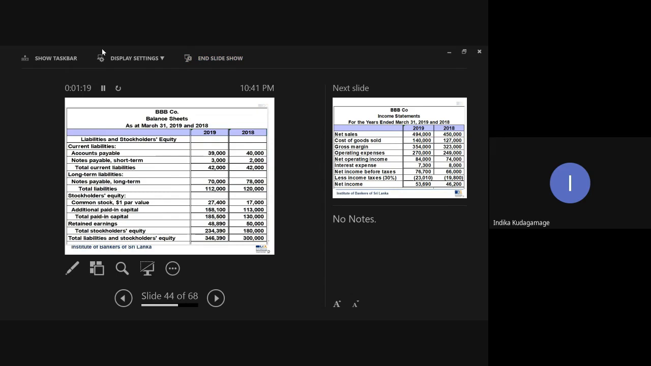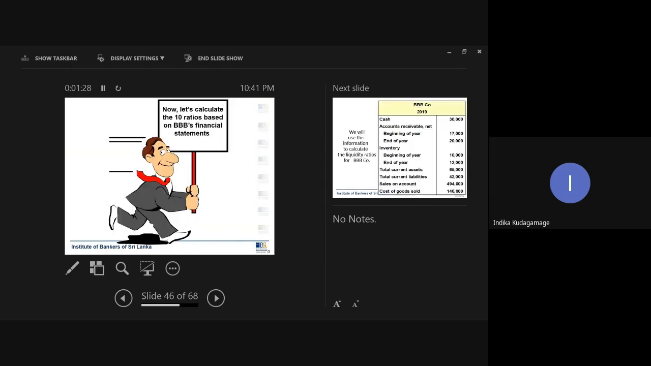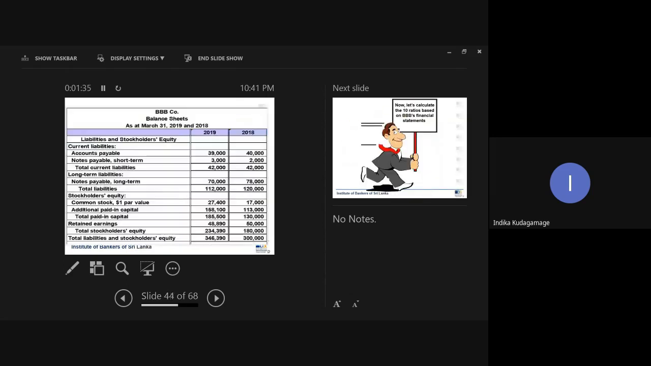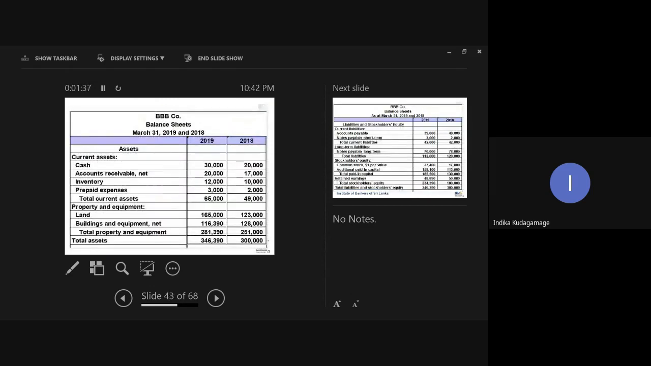So there's a 3,000 notes payable and short term. Right? Then current liabilities are... okay. This is the thing. See this, prepaid expenses 3,000. That's how 65 comes in. Otherwise, it is 62. Right?